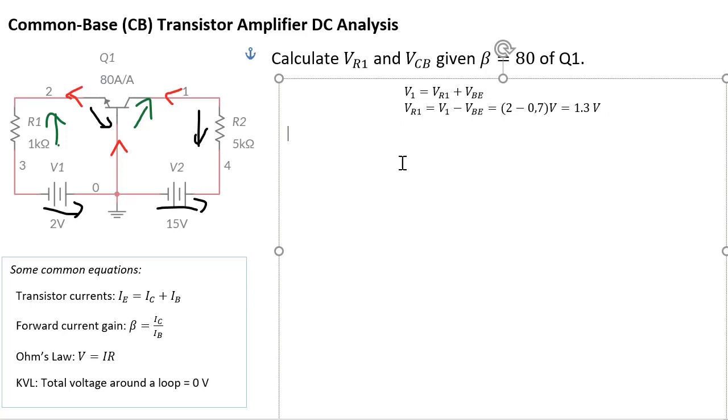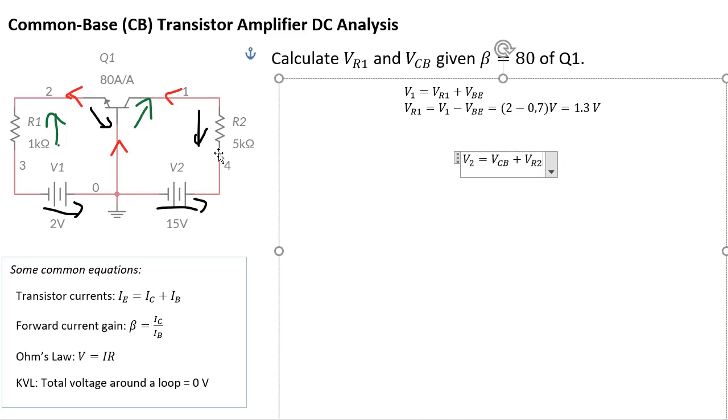Now for VCB, VCB sits in the right-hand loop. So how do we figure out VCB? Because it's in this loop, we can write the equation for the right-hand loop and work out the voltage VR2. Then we can work out VCB, because VCB is simply equal to V2 minus VR2. So let's write that equation down first. The right-hand loop is V2 equals VCB plus VR2.